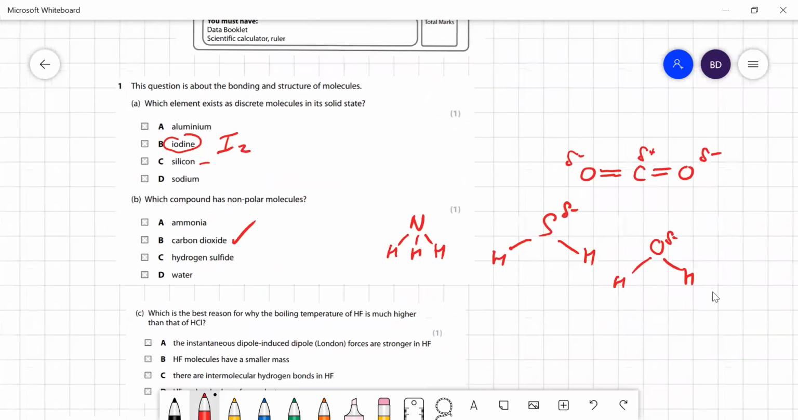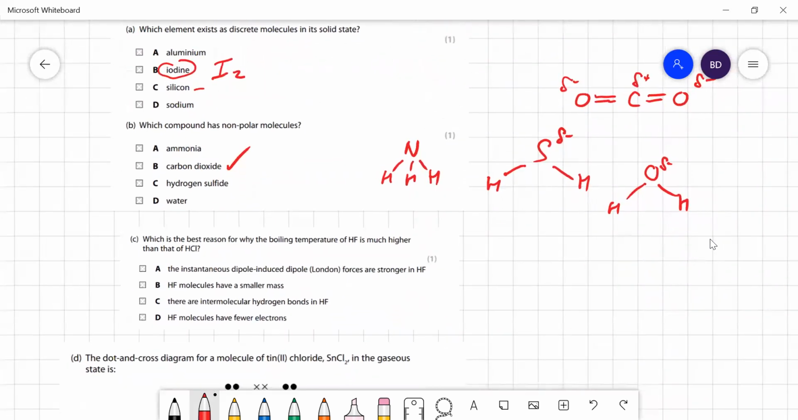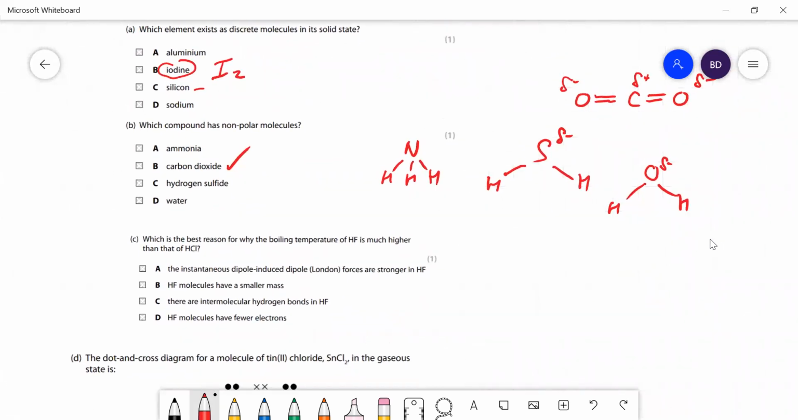Right. The best reason why HF has a much higher boiling temperature than HCl, well, it's obviously because HF can form hydrogen bonds and HCl can't because chlorine is not electronegative enough. So there are intermolecular hydrogen bonds. That is the answer. Okay.